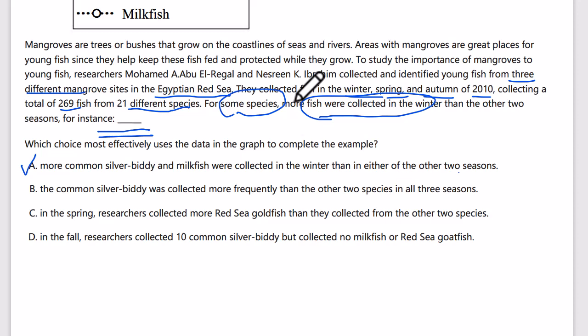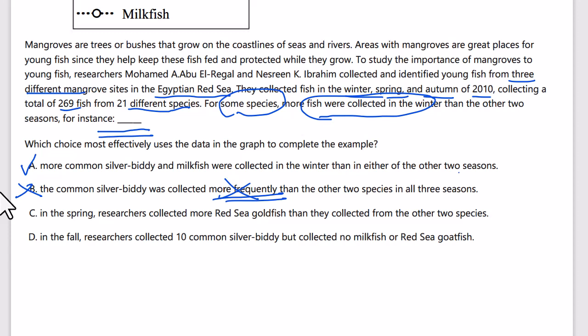Let's just check the other answers. The common silver buddy was collected more frequently. Frequently? We don't know about frequently. That's very different than just saying more of the fish were collected in the winter. So that idea is not there in the actual chart.